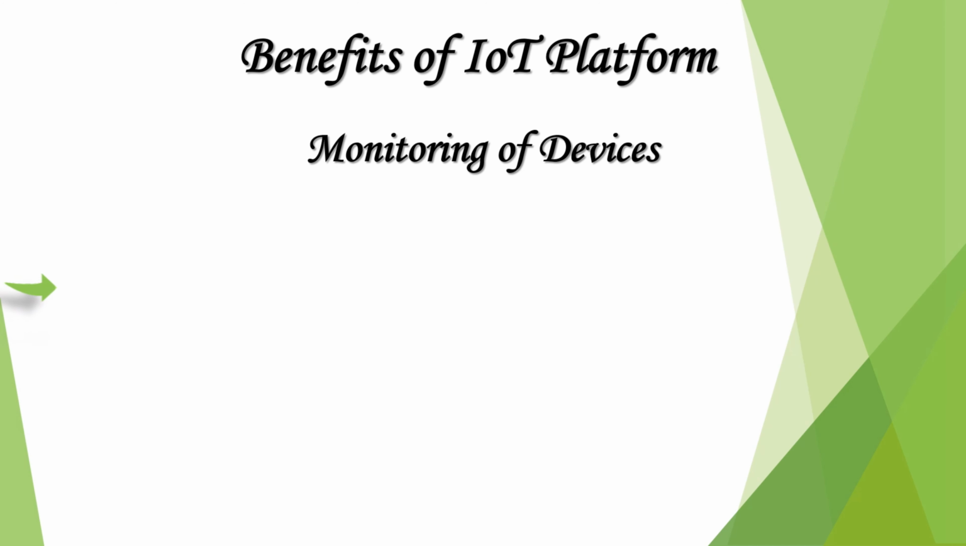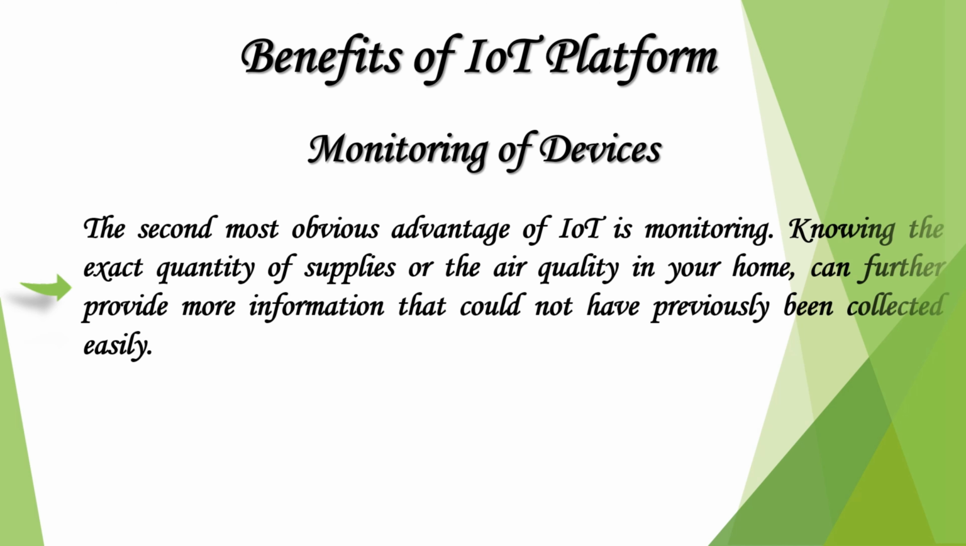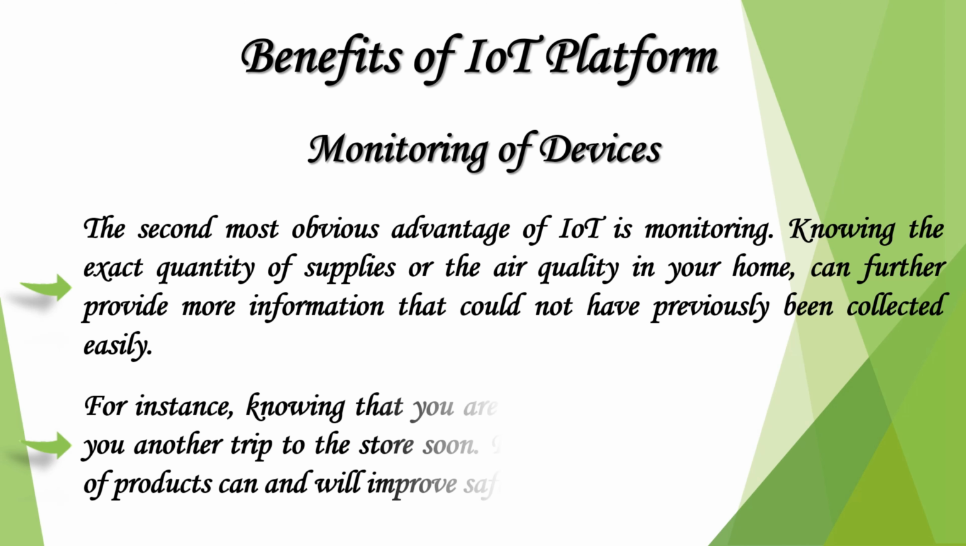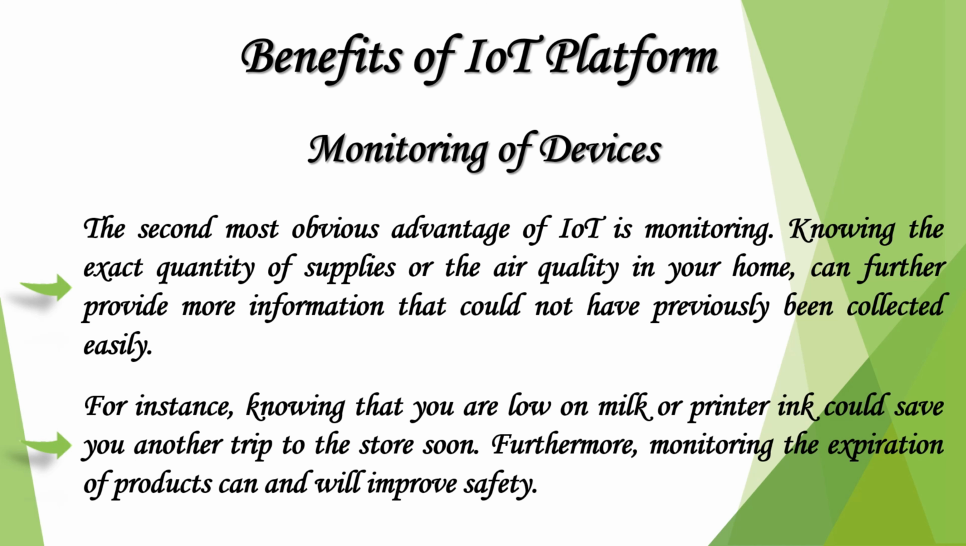Monitoring of devices. The second most obvious advantage of IoT is monitoring. Knowing the exact quantity of supplies or the air quality in your home can further provide more information that could not have previously been collected easily. For instance, knowing that you are low on milk or printer ink could save you another trip to the store soon. Furthermore, monitoring the expiration of products can and will improve safety.